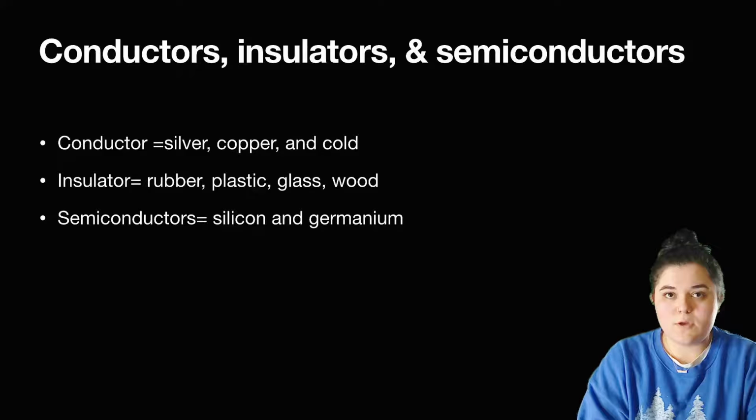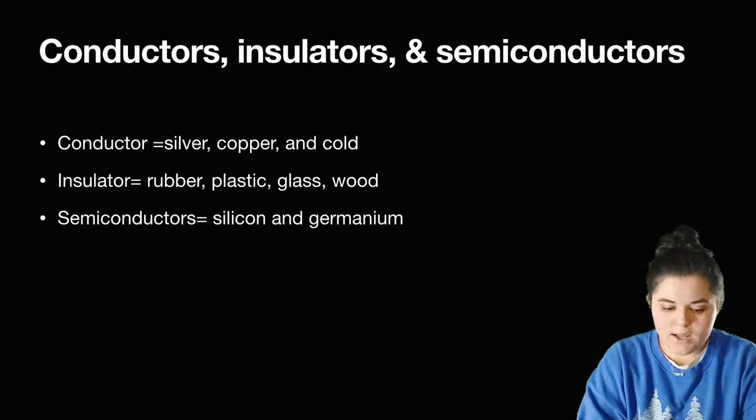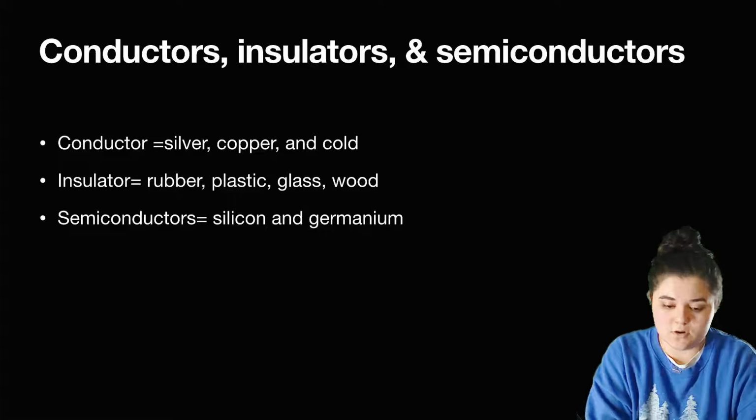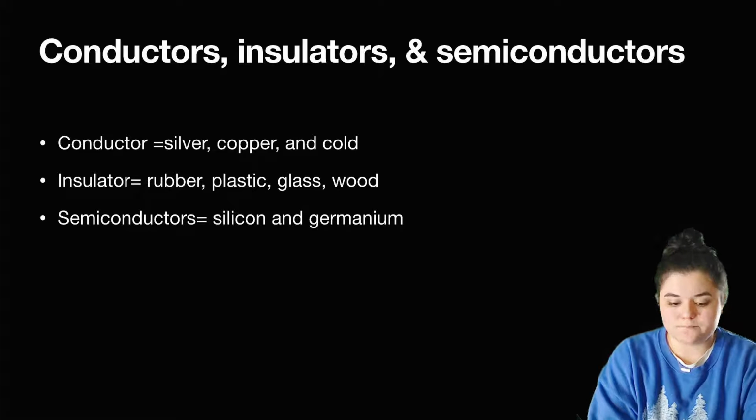Moving on, we have conductors, insulators, and semiconductors. Some examples of a conductor might be silver, copper, and gold. I said cold, but I meant to say gold. Conductors are made from materials that contain between 1 and 3 valence electrons. Conductors permit electrons to flow through them easily. When an atom only has 1 or 2 valence electrons, they are loosely held by the atom and are easily given up for current flow.